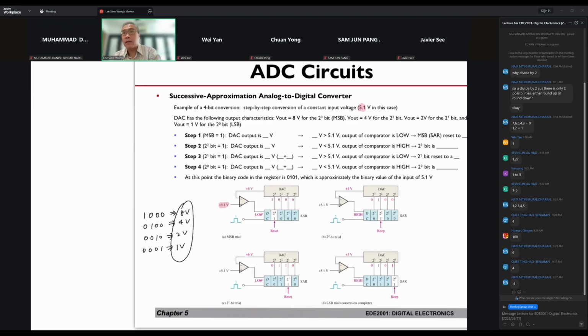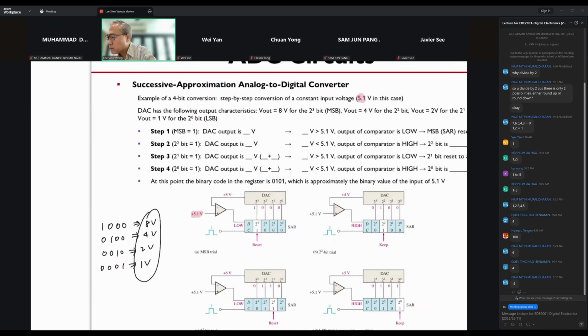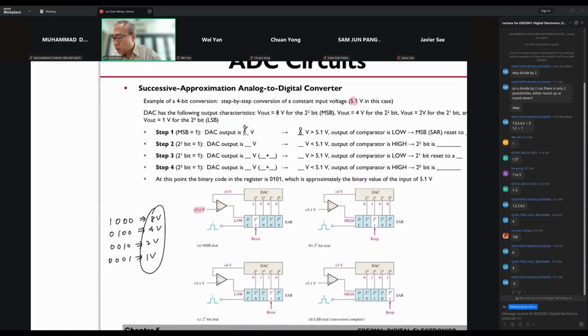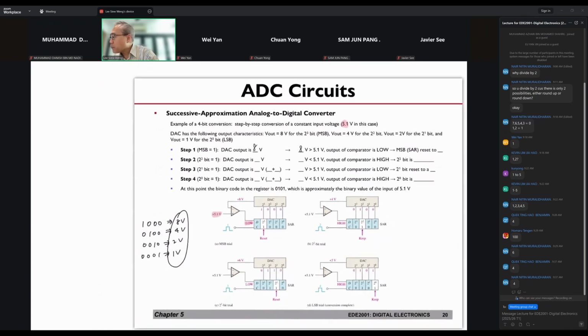So let's take a look at the first one. From the DAC, the first thing that was set was 1000 and the output was 8 volt. Let's fill that in first. Now, 8 volts is greater than 5.1 volt, so the op-amp comparator output will be a low. Now, if it's a low, then what will happen?